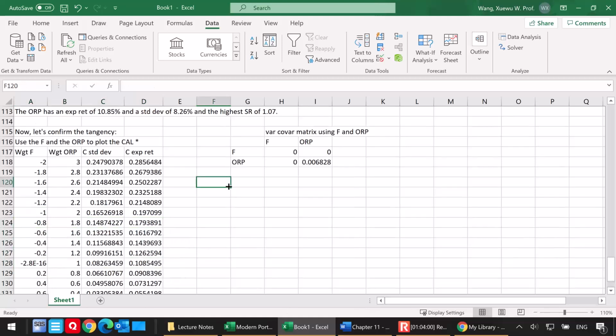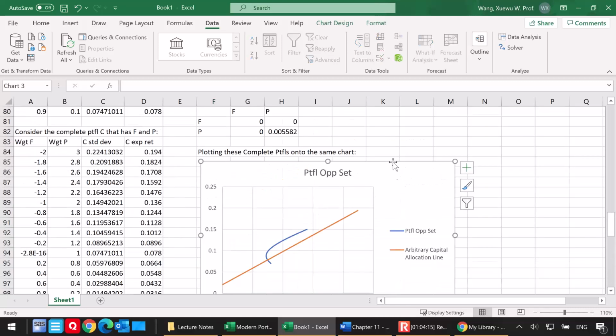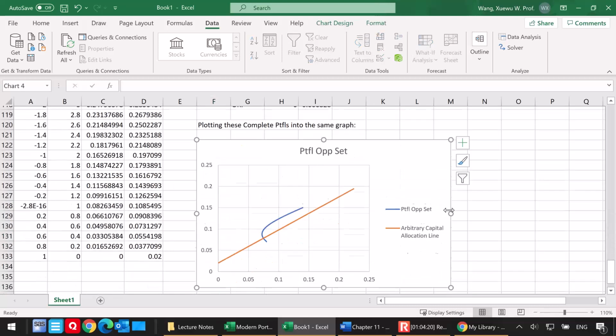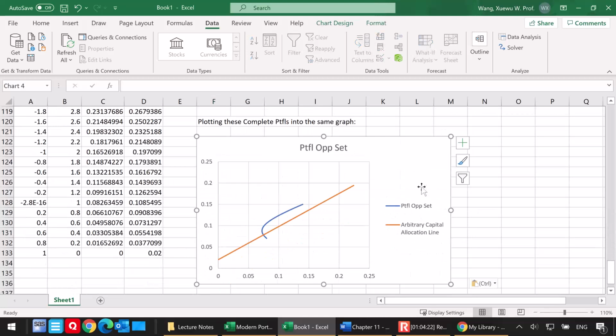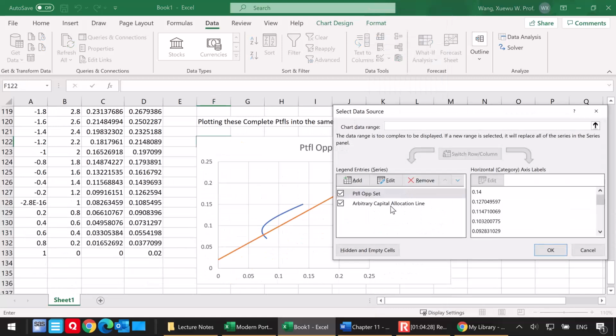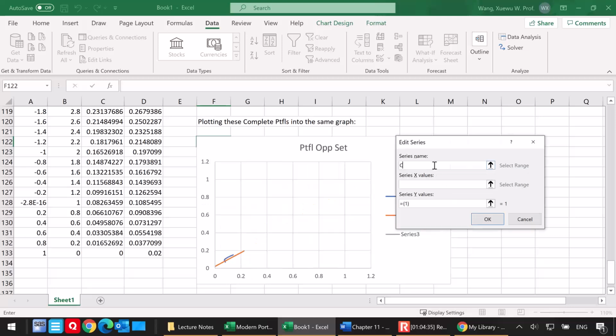And now we can actually plot these complete portfolios into the same chart we had earlier. All right, so how do we do that? So I'm going to copy this chart. I'm going to put it down here. All right, and let's now see whether there's any tangency. Okay. So right click on this chart and select the data. All right, and I'm going to add another series here. So let's click add. All right, and let me call this CAL star.